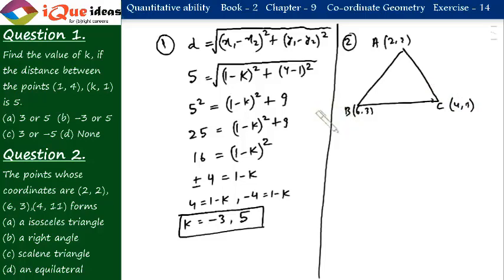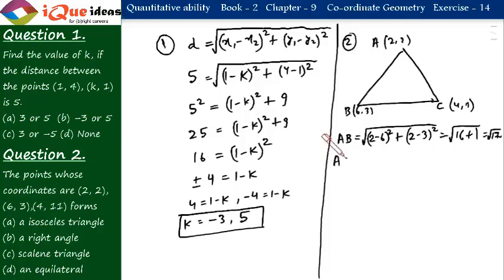So we have AB length, and that will be equal to the square root of (x1 minus x2), that is (2 minus 6) whole square, plus (y1 minus y2), that is (2 minus 3) whole square. So 2 minus 6 is minus 4, minus 4 square is plus 16, so square root of 16, plus 2 minus 3 is minus 1, minus 1 square is 1, so it is equal to root of 17.